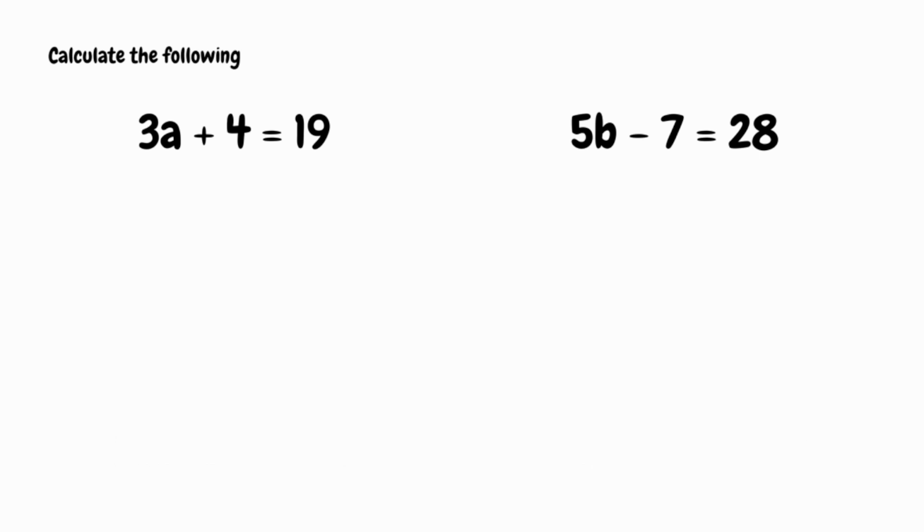So for this first equation, we've got 3a plus 4 is equal to 19. So we're trying to solve for a, so we need to determine what we're going to do first. Well, we can see our variable a has got a coefficient of 3, and then we've got this plus 4.